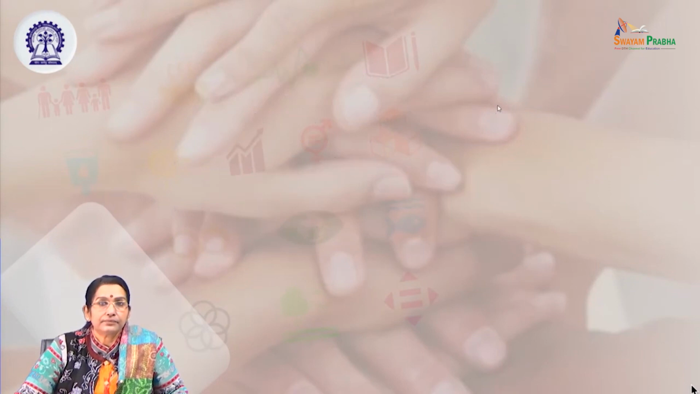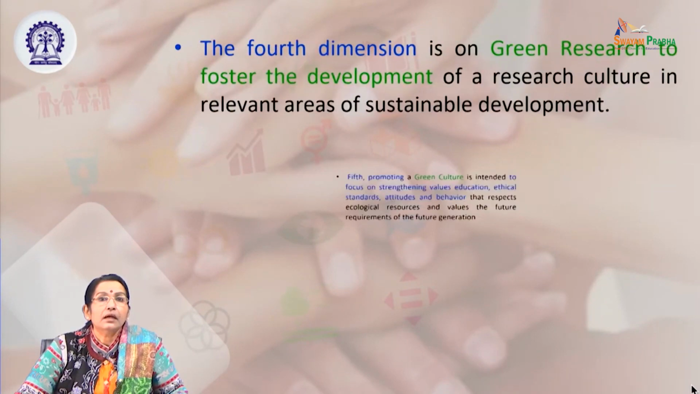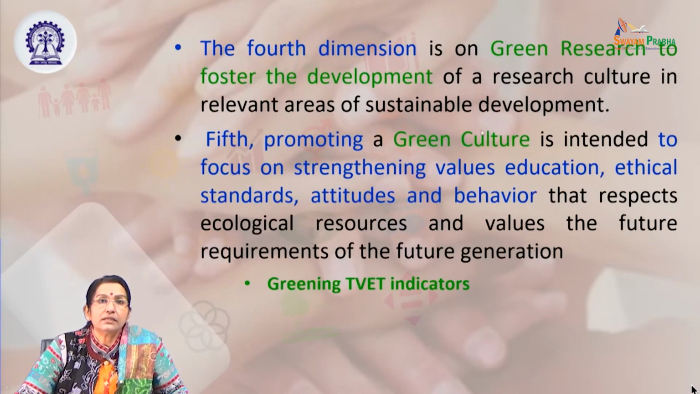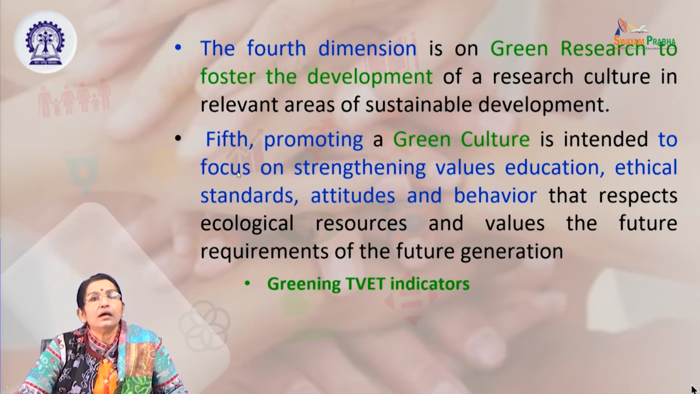Then the fourth dimension is green research, to foster a research culture within the framework of sustainable development. Then the fifth dimension is promoting green culture, to focus on strengthening the values, ethos, ethical standards, attitude and behavior that respects ecological resources and values the requirements of future generations. So, that is again the greening TVET indicators.